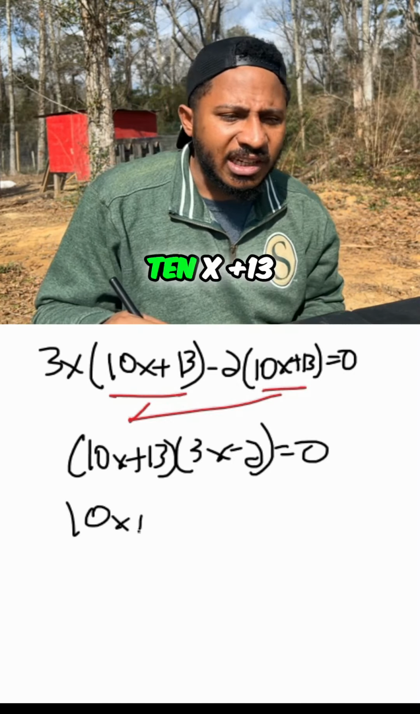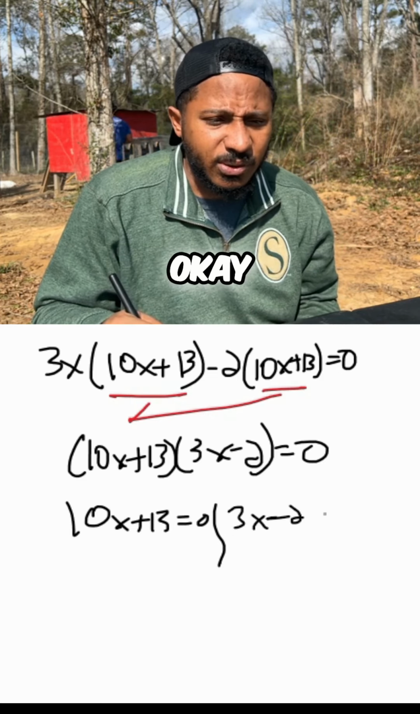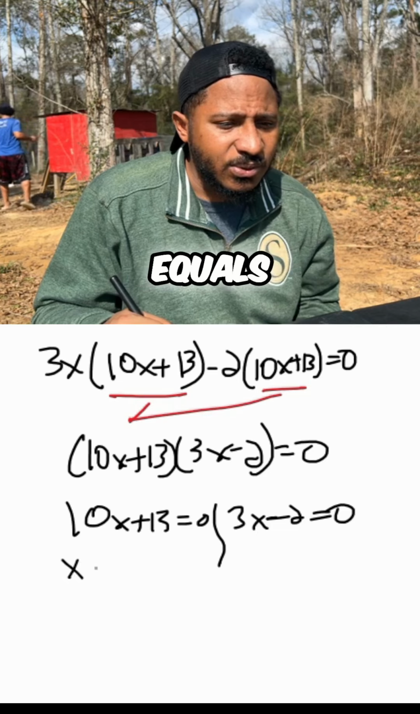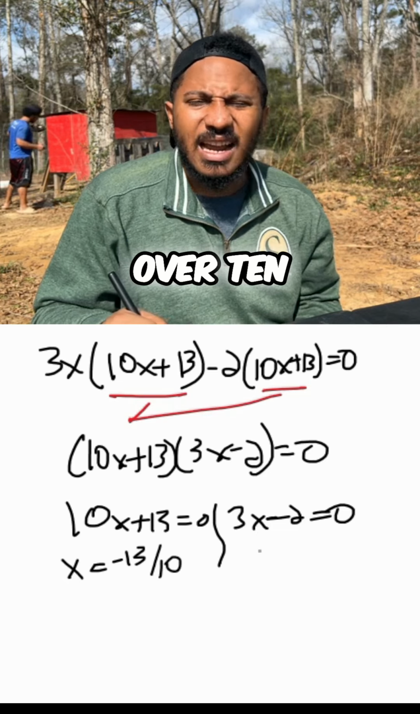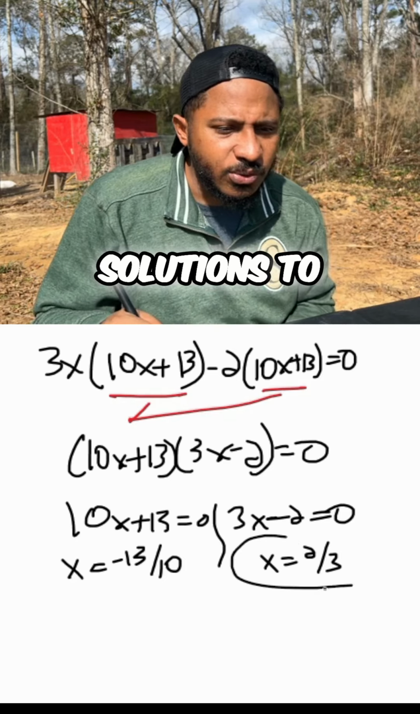So setting each of these equal to 0, 10x plus 13 equals 0, and 3x minus 2 equals 0. We get our solutions, okay? And that is we get x equals negative 13 over 10, and we get x equals 2/3, okay? So we have two solutions to this equation.